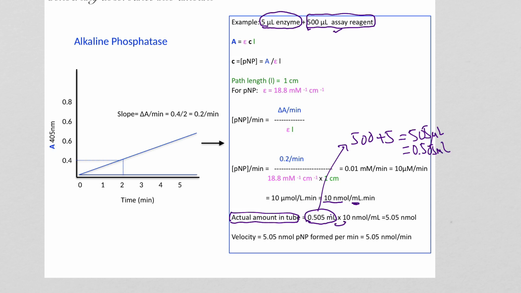So multiplying this by 10, that gives us 5.05 nanomoles of product para-nitrophenol formed in the tube per minute. So the velocity of this reaction in terms of amount of product is 5.05 nanomoles per minute. So that's how we find the velocity or the rate of a chemical reaction.